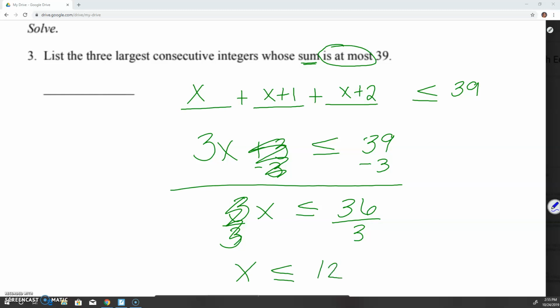So anywhere I see an X, I'm going to put a 12. Right here I put a 12, right here I put a 12, right here I put a 12. What's 12 plus 1? And what's 12 plus 2? So if you add 12, 13, and 14 up, does it give you 39? Yes. Are they consecutive? Yes.